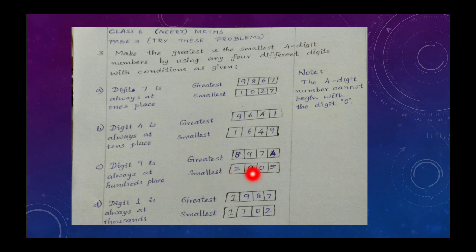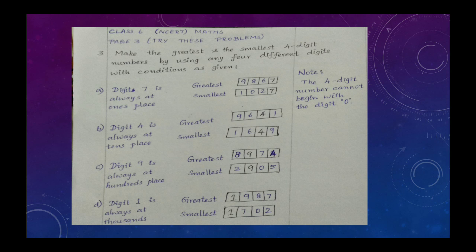So here 9 is written in black color in the hundreds place. The remaining digits are filled: 874. So 8974. The smallest 2905. The last problem is digit 1 is always at the thousands place. So the greatest number is 1987 and the smallest number is 1702. You can write 1000 also for the smallest 4-digit number.